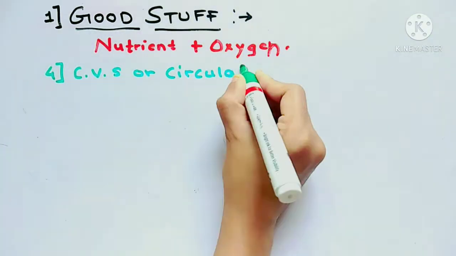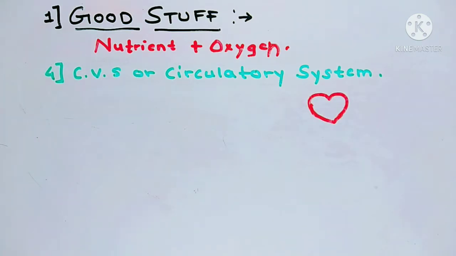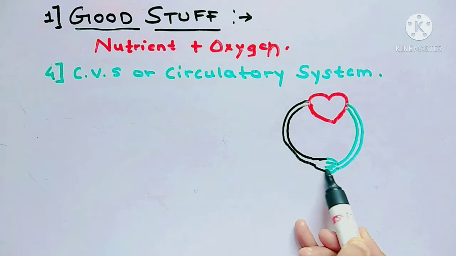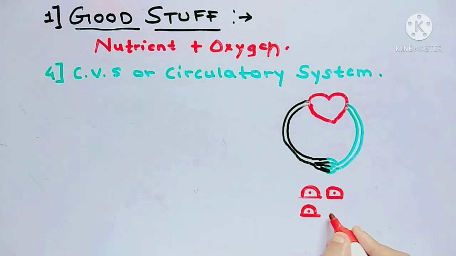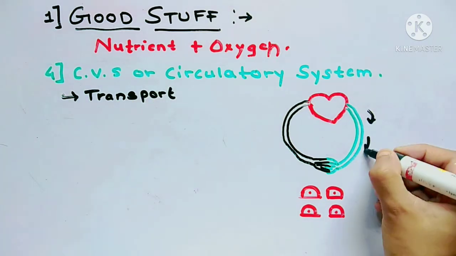The fourth and most important part is the cardiovascular system, or we can say the circulatory system. This system helps us with the transport of oxygen and nutrients to every part of the body. Similarly, removal of the waste.